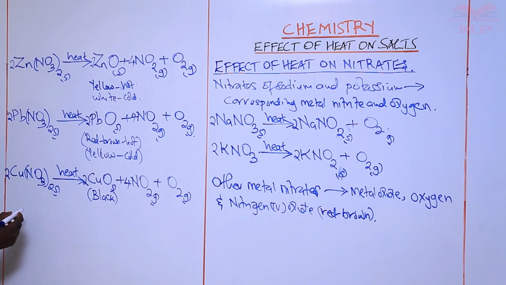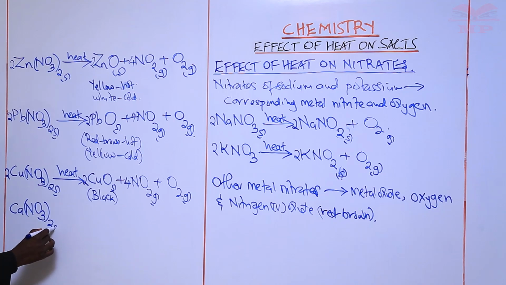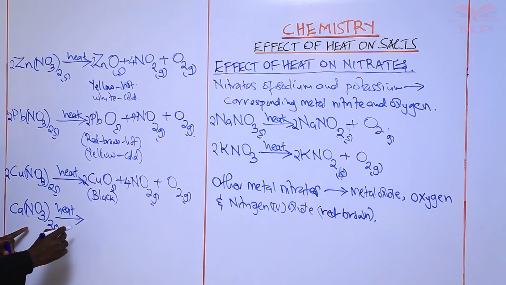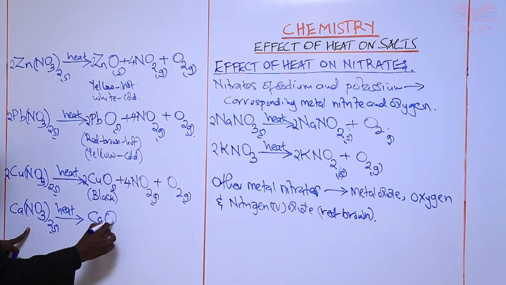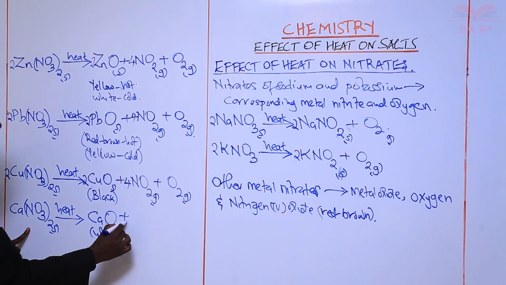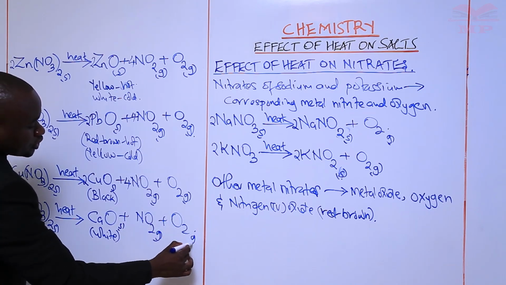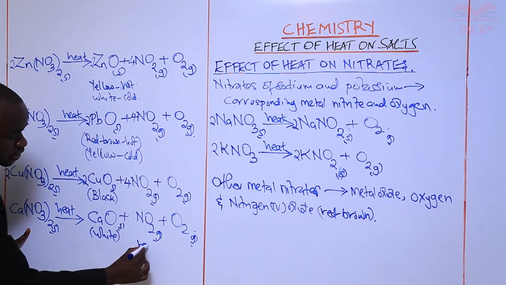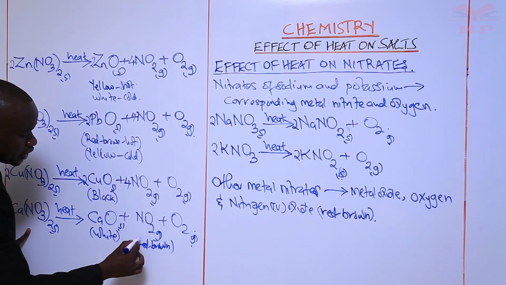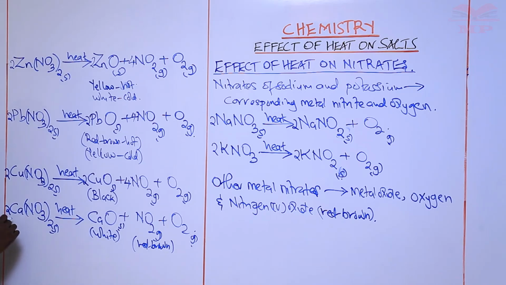Another example can be calcium nitrate. When calcium nitrate is acted upon by heat, the products will be calcium oxide. Calcium oxide is white in color, plus a nitrogen 4 oxide gas, and then plus oxygen. Remember, you have seen nitrogen 4 oxide is red-brown in color. So we balance 2, 2, and then 4, like that. So the equation will be balanced.